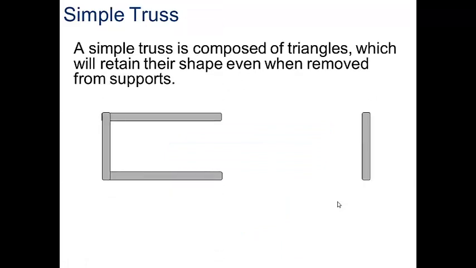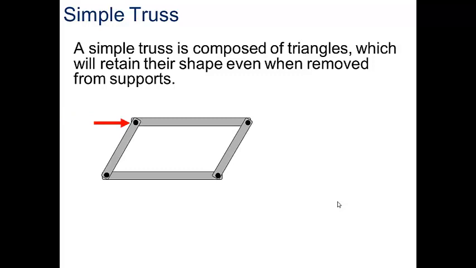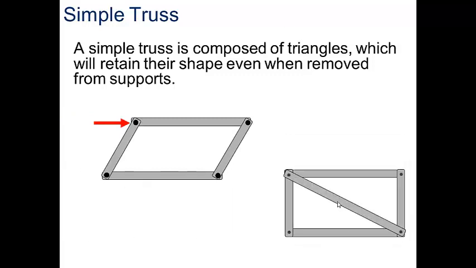Take a look at a simple structure that's built without any kind of triangle shape. If I apply a force, that shape is going to distort or bend. By simply adding another beam or another support to create triangles, I created a much more sturdy configuration.